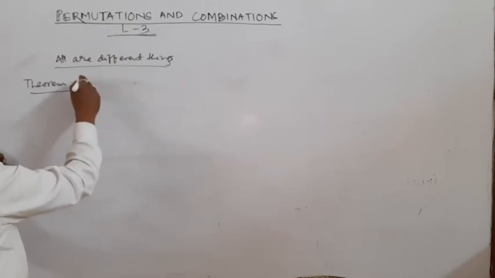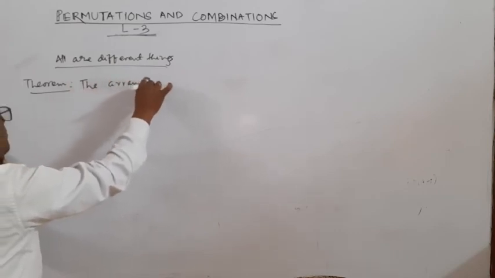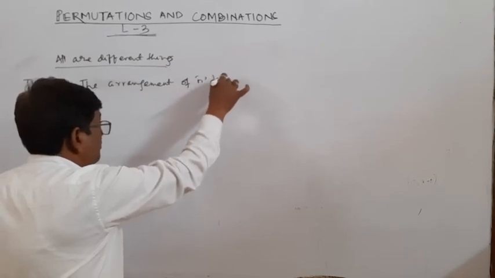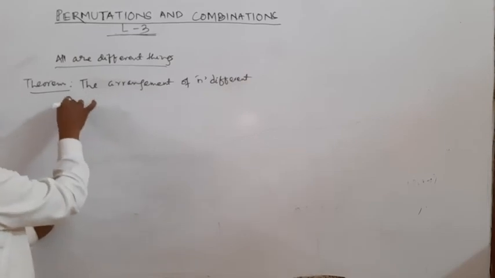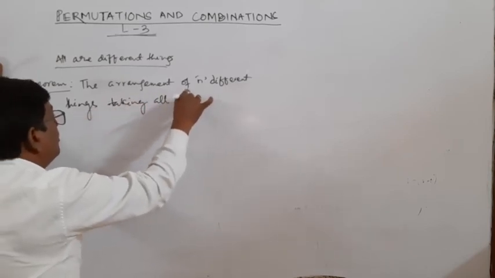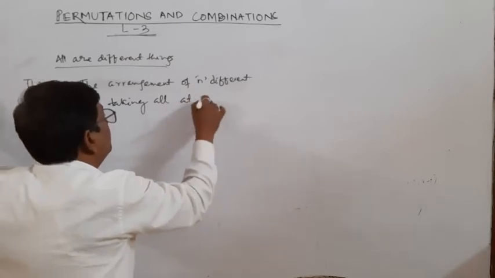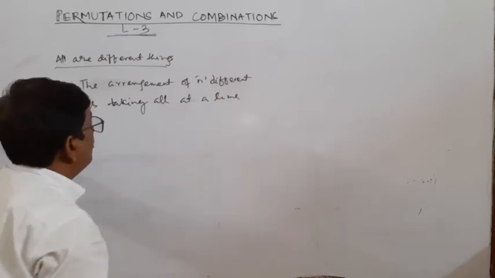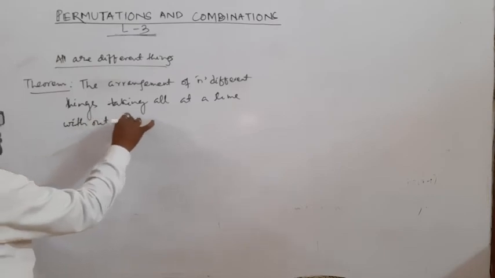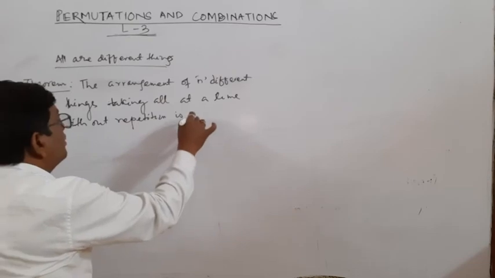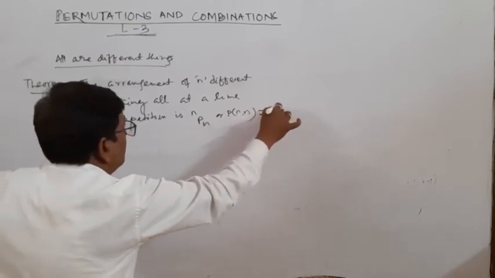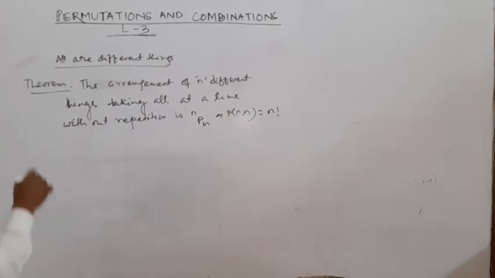The arrangement of n different things without repetition, taking all at a time, is given by nPn or P(n,n), where nPn is equal to n factorial. This is theorem 2.